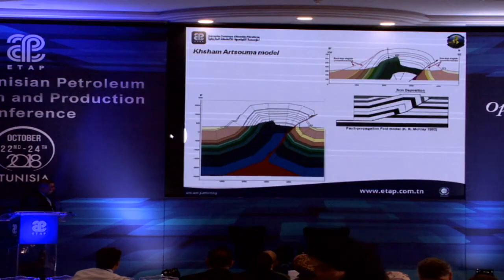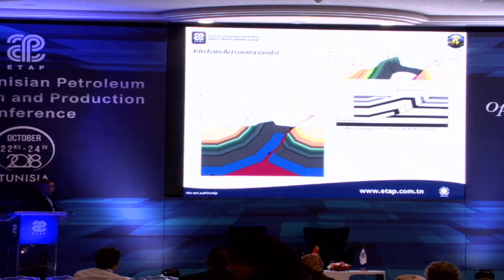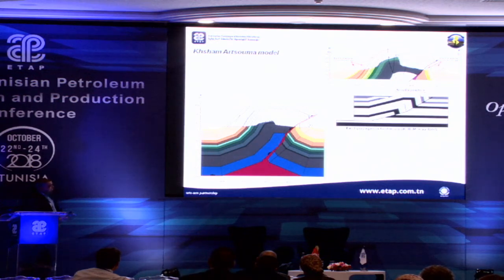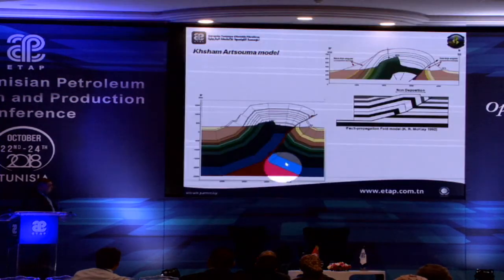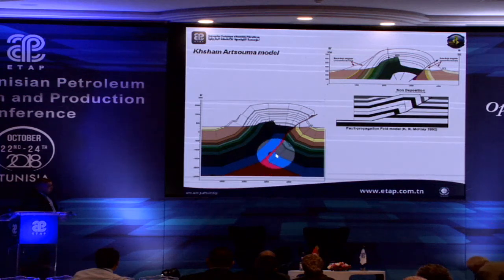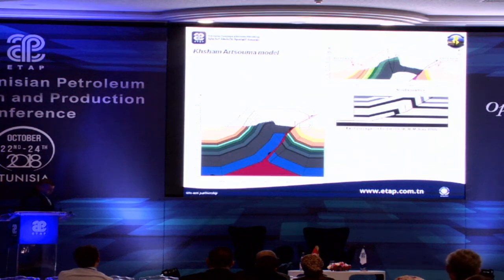The model here, the tip domain structural model created by this study, shows a fault propagation fault model in reference to Maclay in 1992 for Khsham al-Artsuma. And as you can see here, beneath, we might find some layers in contact directly with this reverse fault and some Triassic injected along this fault system.